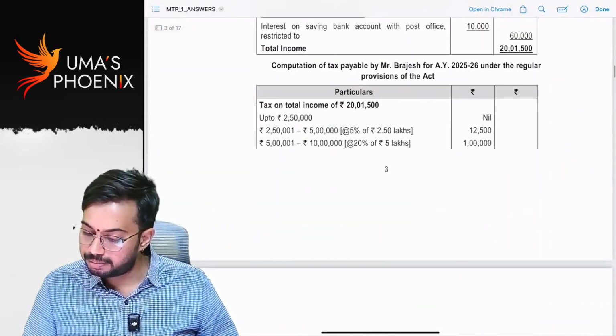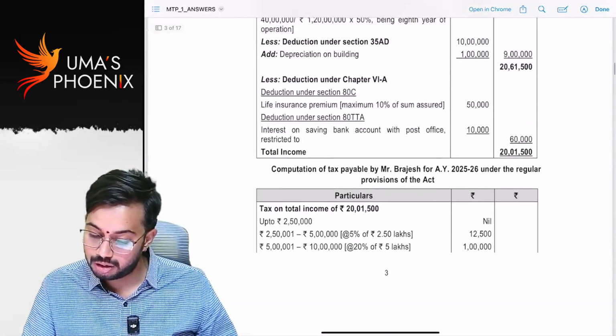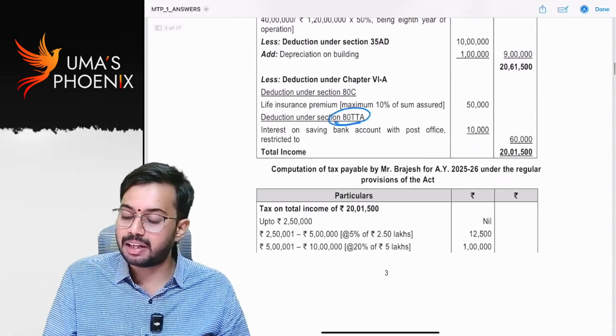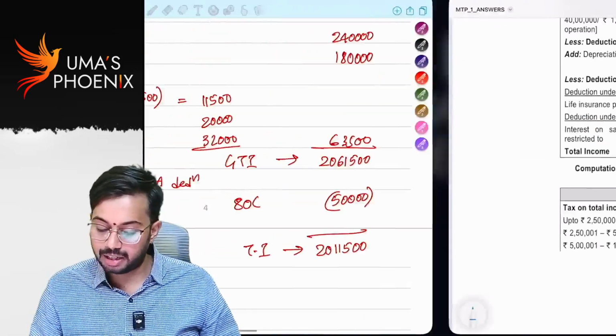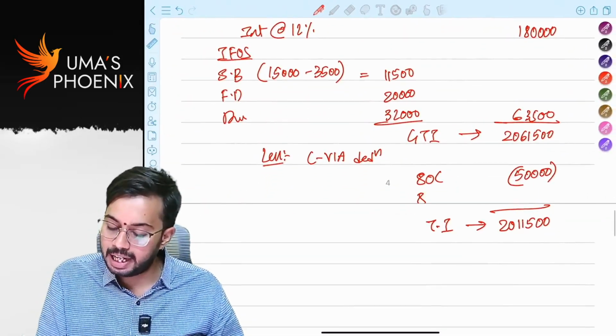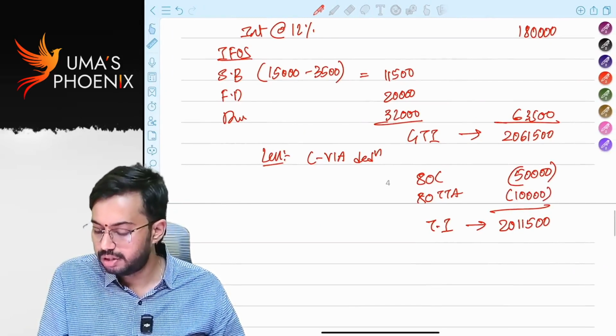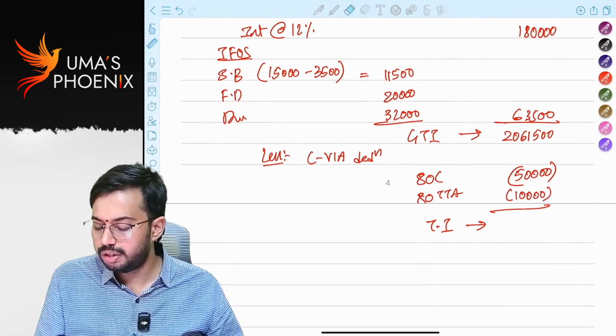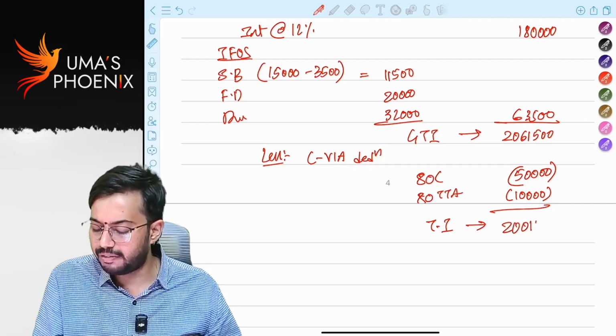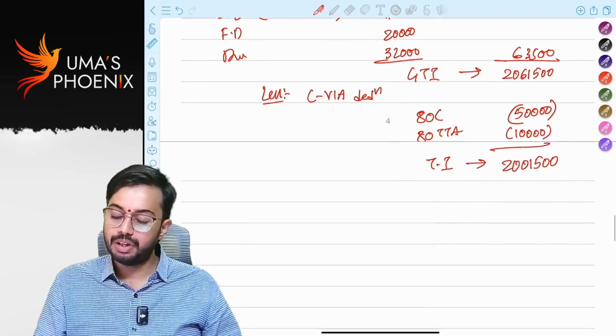Total income. Yeah, interest on savings bank 10,000 deduction is available, right? So 80TTA 10,000. So total income is 20 lakh 1,500.